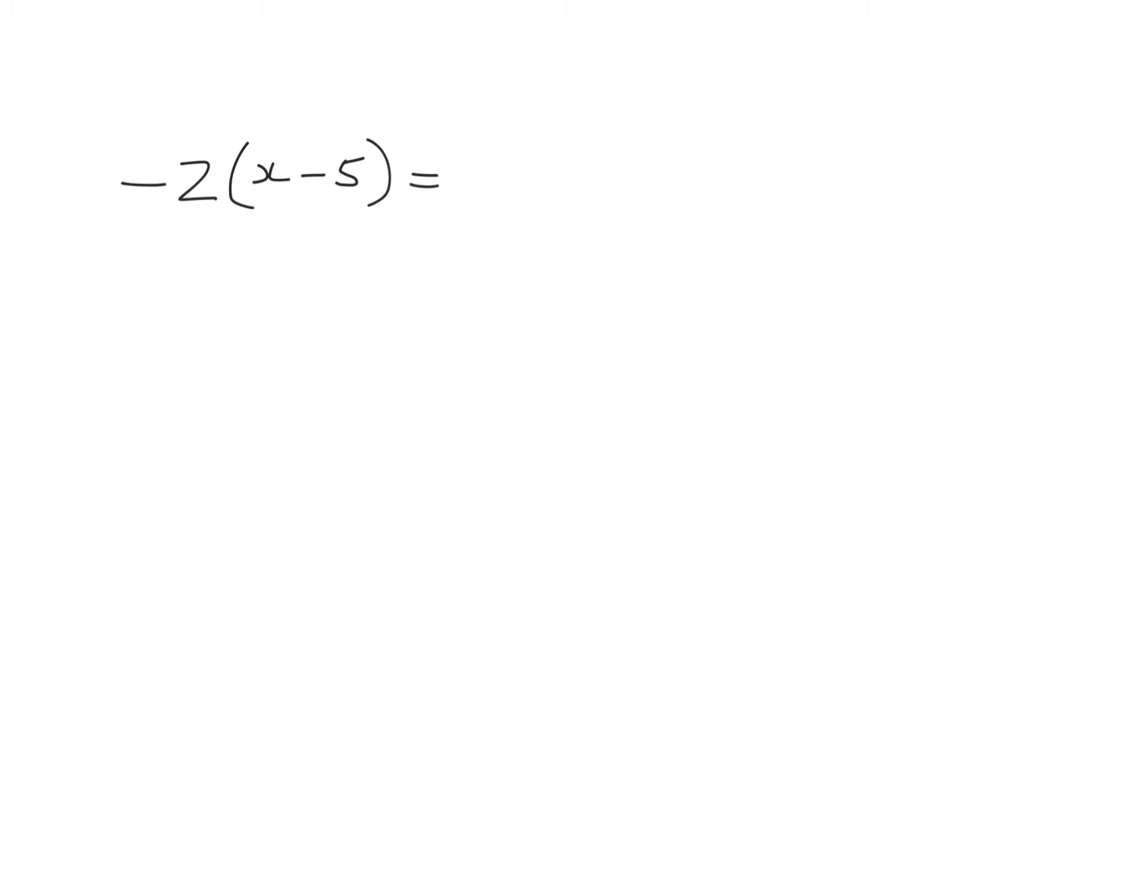Right, we'll give this one a go. Negative 2 brackets x take 5 in brackets. See if you can solve that one. Put the video on pause, come back when you're ready. Alright, so negative 2 multiplied by x is my first one, then negative 2 multiplied by negative 5 is the next one. Negative 2 times x gives me negative 2x, and then negative 2 multiplied by negative 5. Negative multiplied by negative is going to be a positive, and 2 times 5 is 10, and that would be my answer.